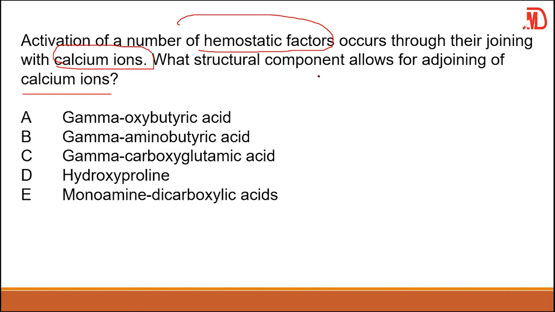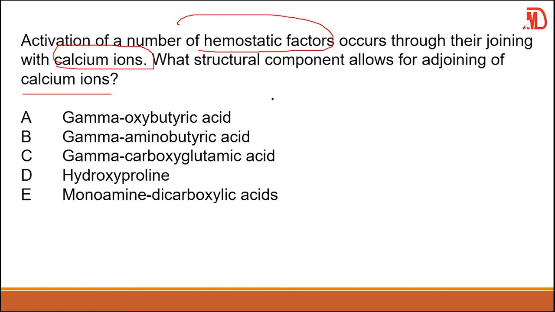So again, you use the gamma carboxyglutamic acid. That is the acid that we use in joining these components together. But again, this can only become effective with the presence of what? Vitamin K. Without vitamin K, this process will not happen, because it requires vitamin K to be able to bind it to the coagulating factors.